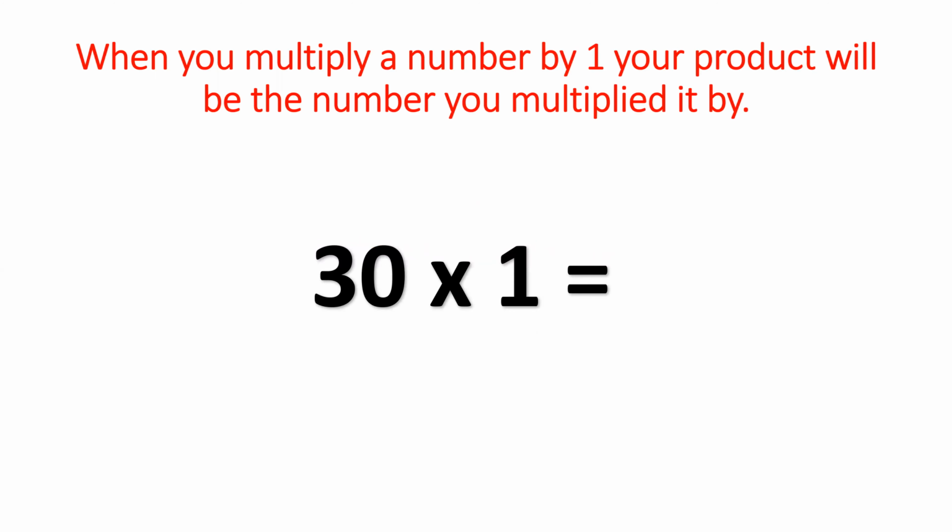When you multiply a number by 1, your product will be the number you multiplied it by. Remember that product is the answer you get after you multiply 2 factors. So in this sentence, the factor is 30 times 1. So 30 times 1, our product will be 30. Great job.